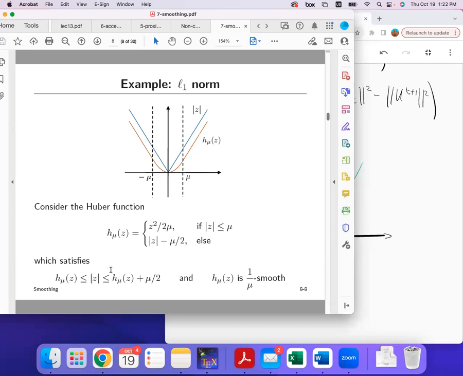And moreover, for this function, we can show it is 1 over mu smooth. So it's differentiable, and the gradient is 1 over mu Lipschitz continuous. The reason is that it has this quadratic part. It is essentially a quadratic function around this original point.